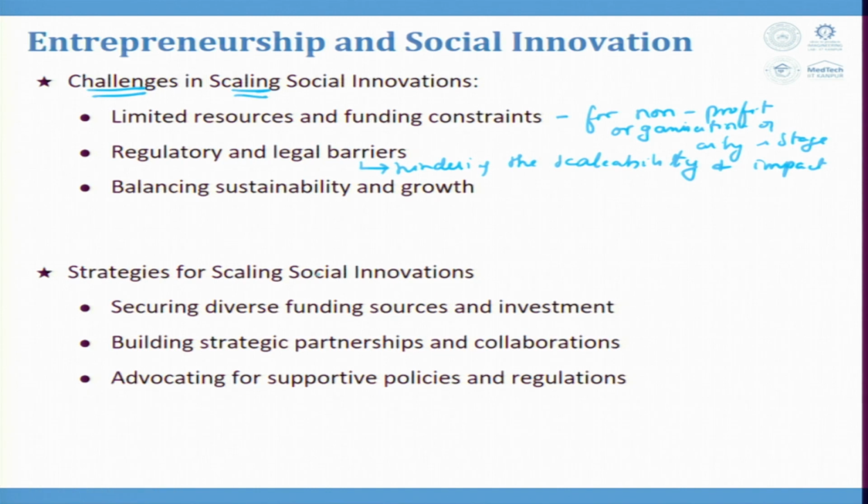Then strategizing for scaling social innovation is securing diverse funding resources and investment. So, look for government, look for private, look for CSR grants, etc. Then looking for crowdfunding, etc. Then building strategic partnership and collaboration. So, these are the strategies to be followed, and advocating for supportive policies and regulation, talking to government and requesting them to give a small space for them. For example, all those products which are developed under the heading of social innovation should be given a tax waiver, or a loan should be given at a lower interest. These are advocating for supportive policies and regulation.